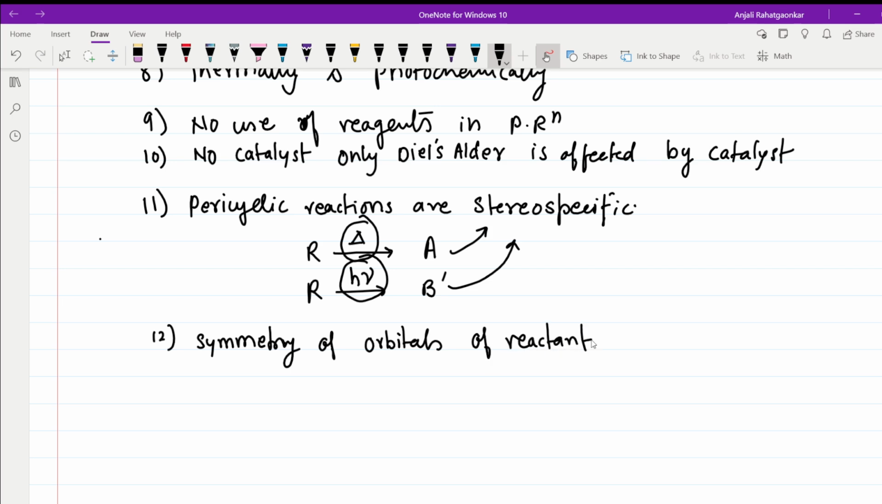And what is the role of reactants and the products? So symmetry of the orbitals of the reactants and the products is conserved. Conservation of symmetry takes place while the reaction proceeds from one step to another step.